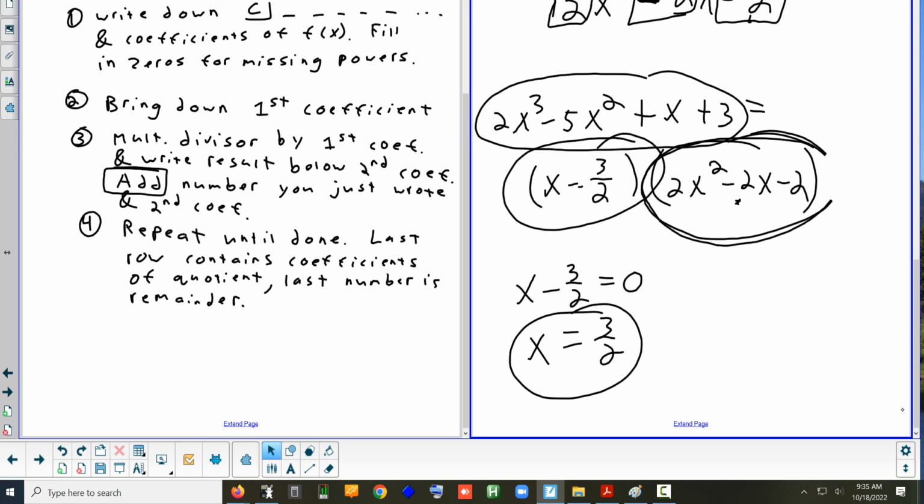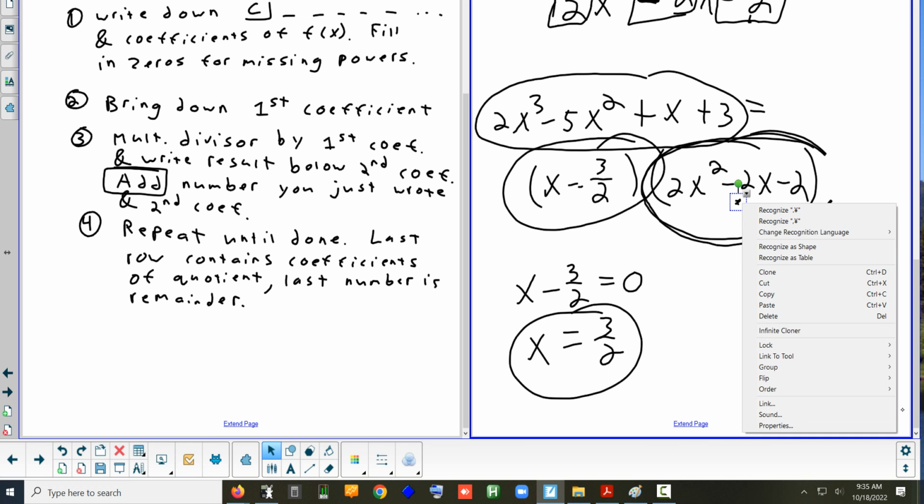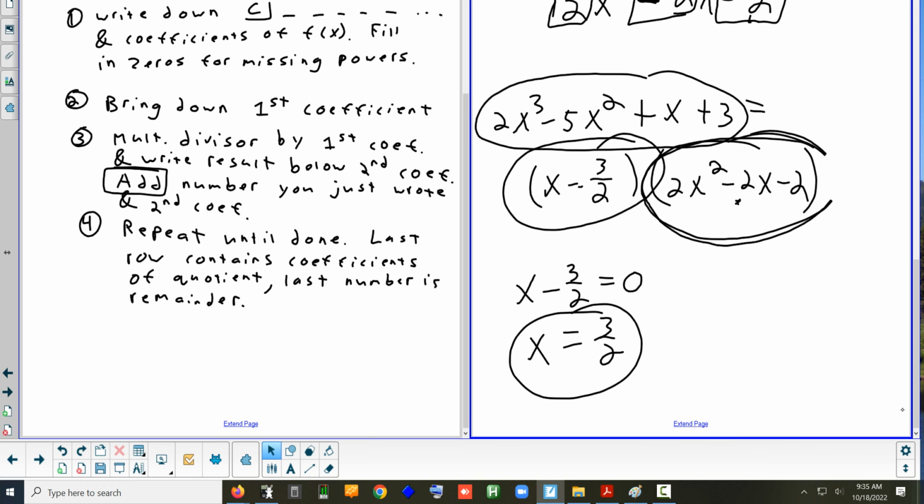Yep. I think I missed something. What are you doing there? What's that process? To get this 2x squared minus 2x minus 2. No, I understand. That's where you're dealing. Oh, what's this thing called? Yes. This is called factoring. No, I know, but why are you doing it?